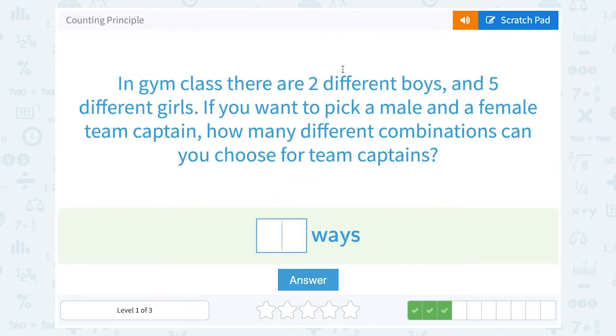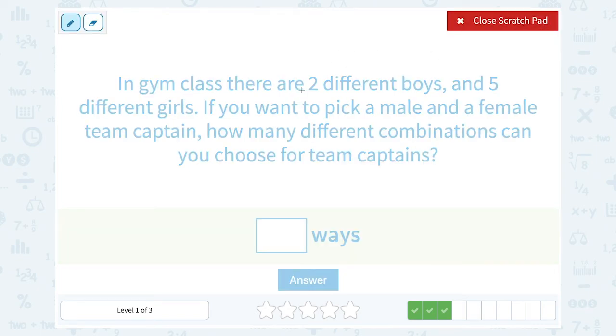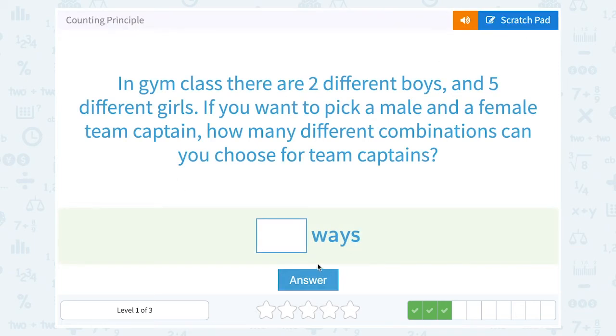In gym class, there are 2 different boys and 5 different girls. If you want to pick a male and a female team captain, how many different combinations can you choose for team captains? Okay, well, there's 2 different boys and 5 different girls. Remember, our counting principle tells us if we multiply these together, that's going to tell us how many different ways we combine those two things. So 2 times 5, if we multiply that out, tells us there's 10 different ways for us to choose team captains.